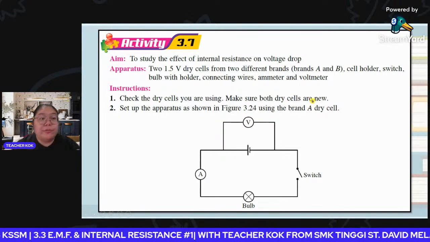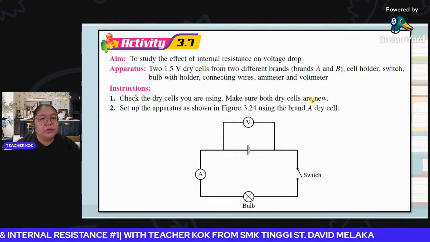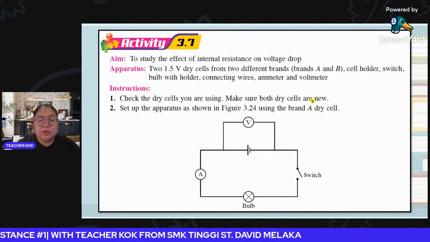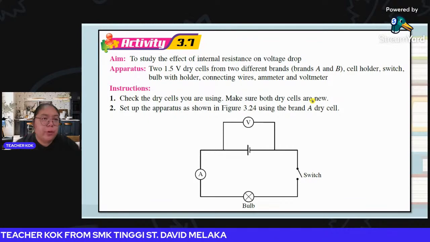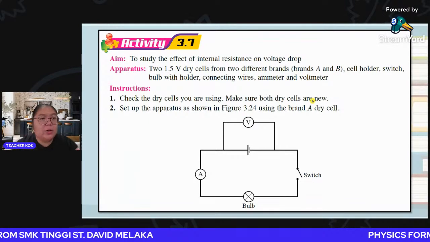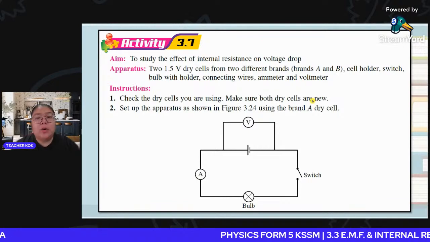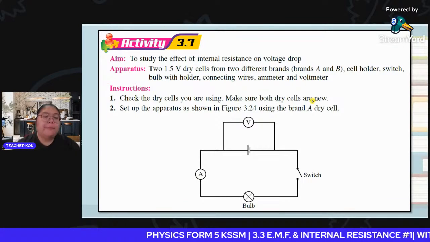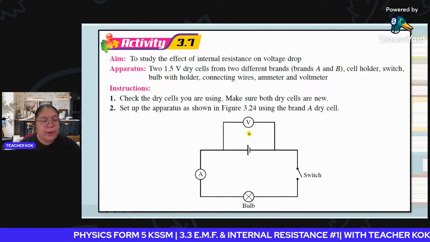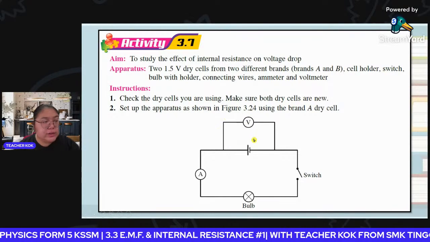Because we want it to be fair, we don't want a dry cell that was already used for other electrical appliances. We start with both being the same and new. The voltage is still full, and only the brand is different. Now we set up the apparatus like this. We're using brand A first.